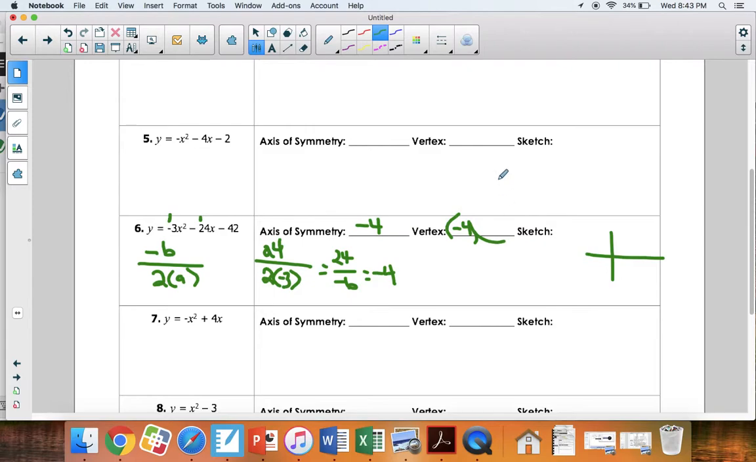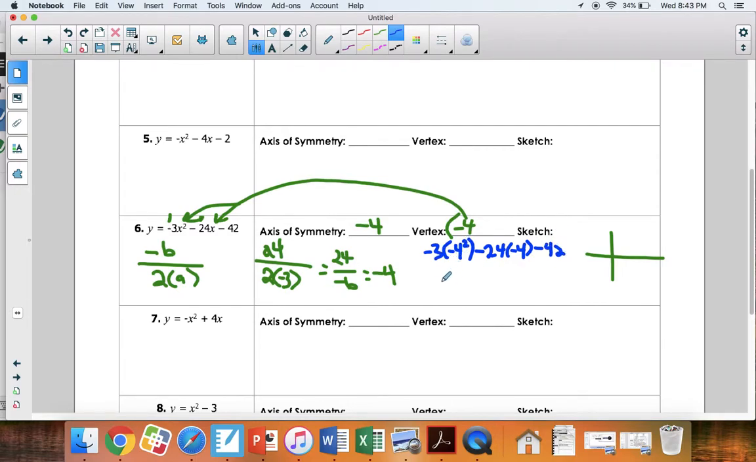And in order to find my y, I just go ahead and plug this -4 in for our x's, because that's what that means, is x equals -4. So I'm going to plug that in for both of those. So I have -3 times -4 squared minus 24 times -4 minus 42.